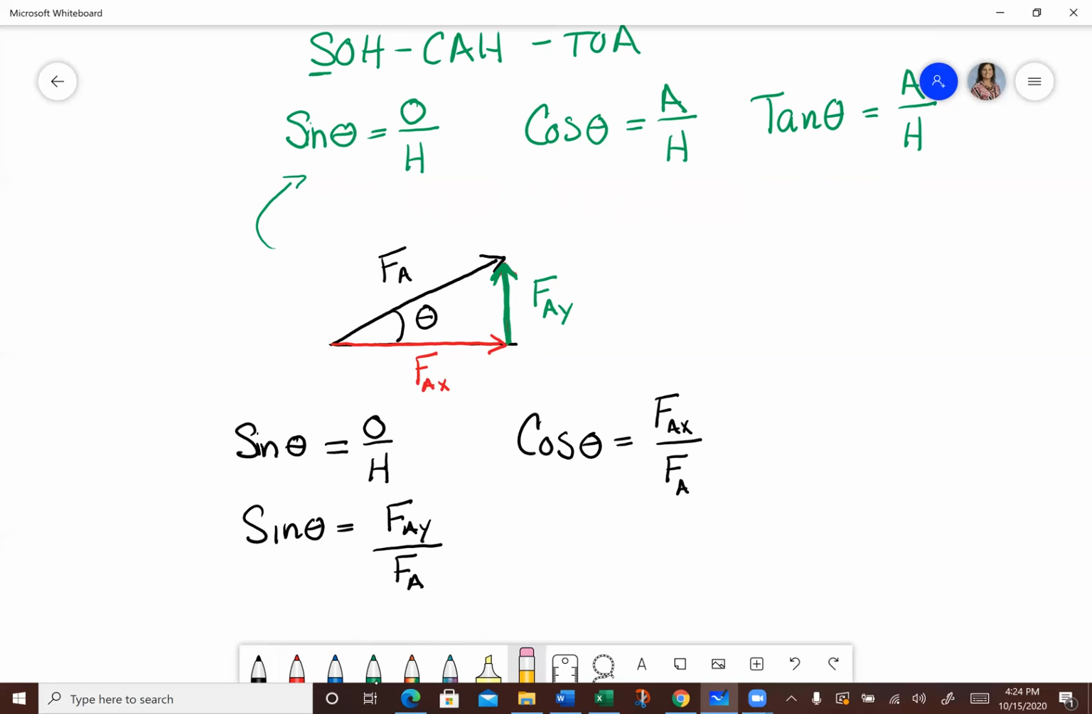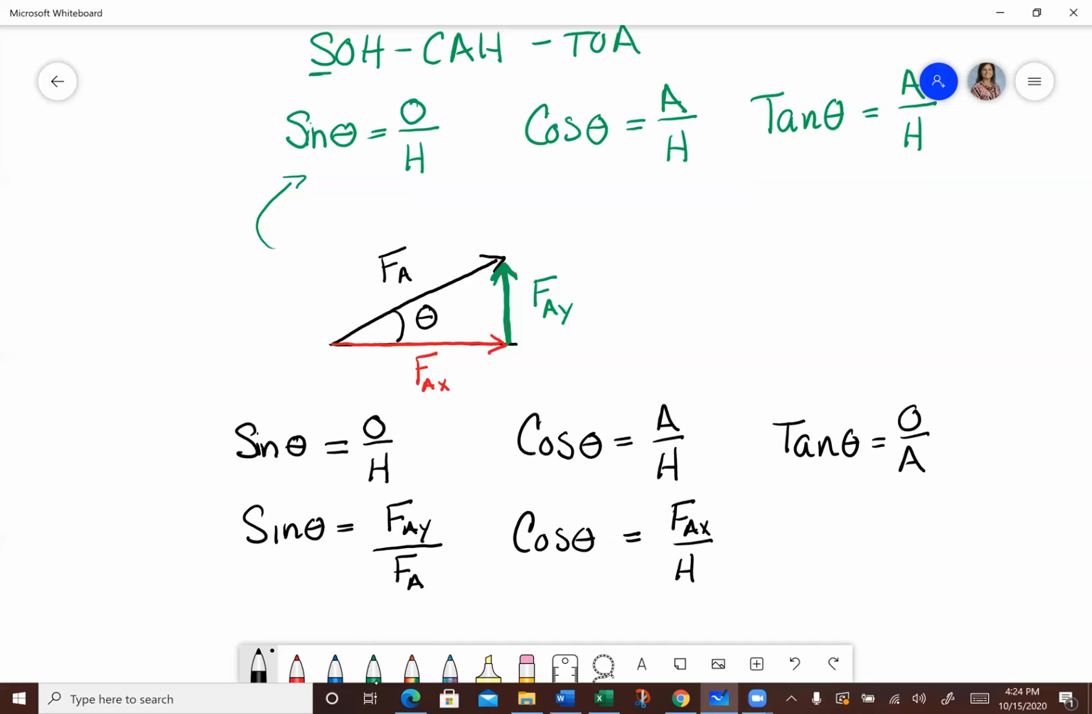Whoops, go back to adjacent divided by hypotenuse, just to be consistent. So applying that to my picture, cosine of theta is force applied in the X divided by my hypotenuse. The tangent of theta is equal to the opposite divided by adjacent. So if I needed it, we'll find we don't really need that, it is force applied in the Y divided by force applied in the X.